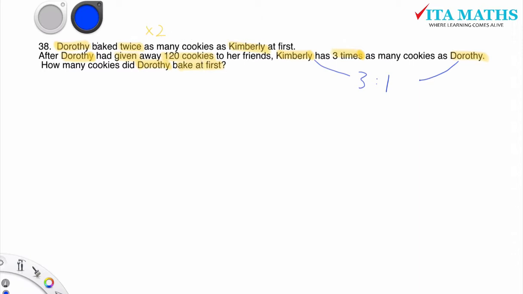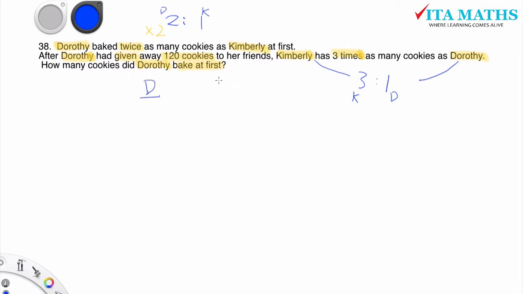Okay, so initially Dorothy baked twice as many as Kimberly. So for Dorothy to Kimberly is 2 is to 1. Okay, 2 is to 1, 3 is to 1. Get it clearly. This is Kimberly. This is Dorothy. This is for Dorothy, and this is for Kimberly. Get it? The left and right must get it correctly. Okay? Let's take a look. How do we write? Let's write it in this way.